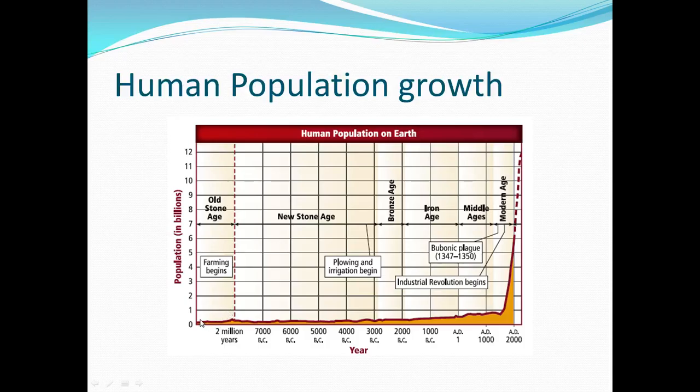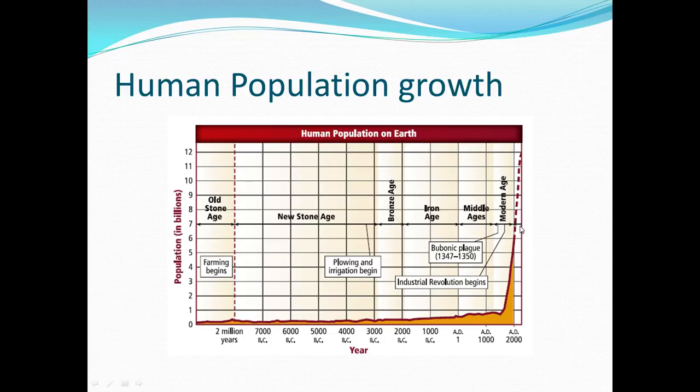If you look here, not much changed for a pretty long time. Plowing and irrigation, these are two farming techniques, as you can see, started right here, and that increased the population for quite a while until the Industrial Revolution occurred, in which you begin to see exponential growth taking off, where today we have around 7 billion people on Earth, so we'd be somewhere around here, right here.